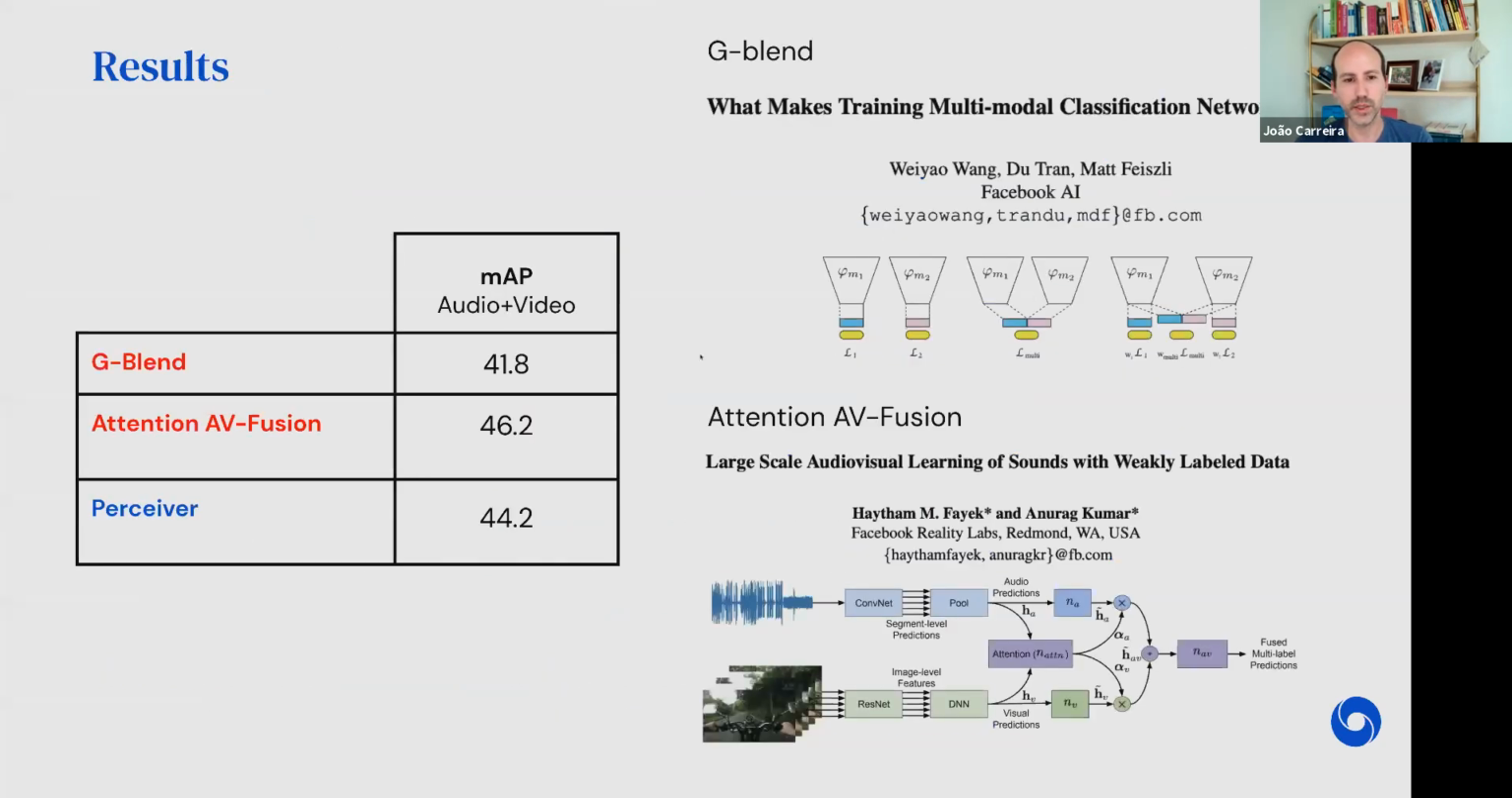In terms of results compared to the state-of-the-art, it's up there with the best methods. We get 44.2 combining audio and video without any of the complex architectural design that, say, Attention AV Fusion does. So it's kind of plug and play. That's it for multimodal results.